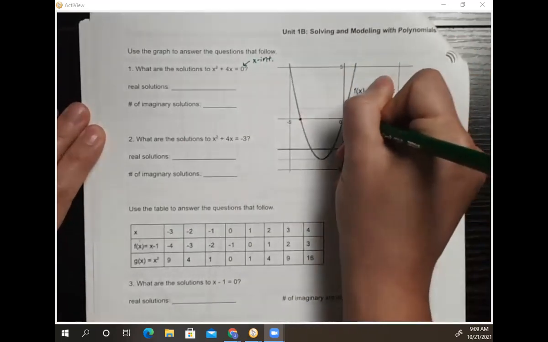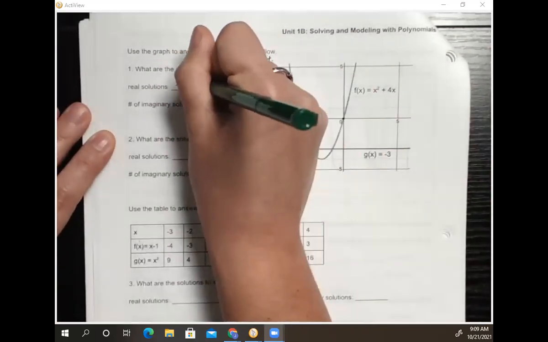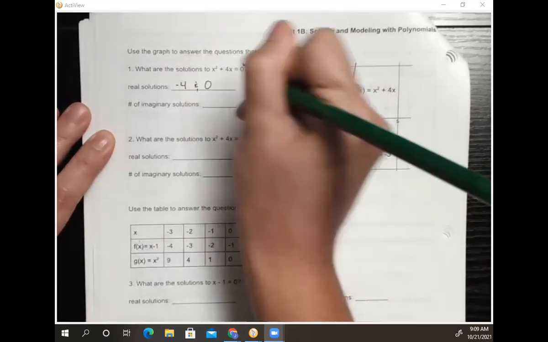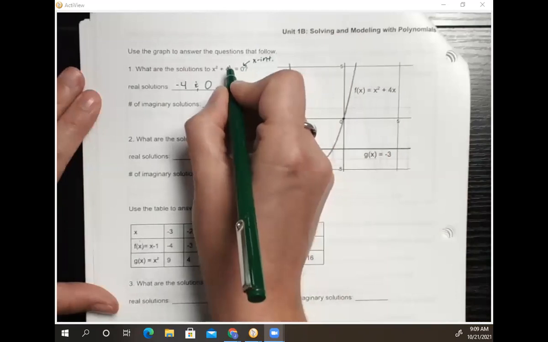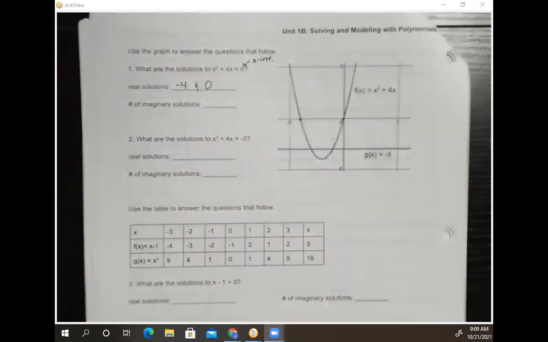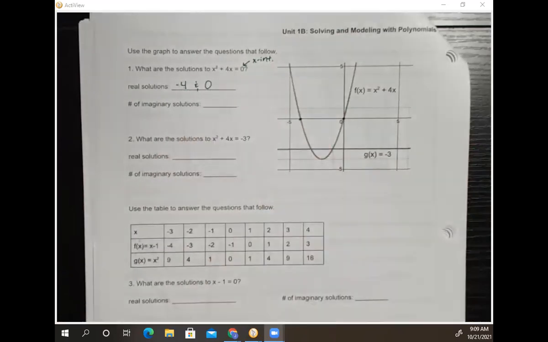That would be right here and right here. So -4 and 0 would be our real solutions because those are x-intercepts on the graph. We can see those solutions as x-intercepts on the graph. Now, based on the degree of our function, how many solutions do we expect? 2, right? Back to our fundamental theorem of algebra, we expect 2 solutions. I have 2 real solutions, so how many imaginary solutions would I expect from this graph? 0.